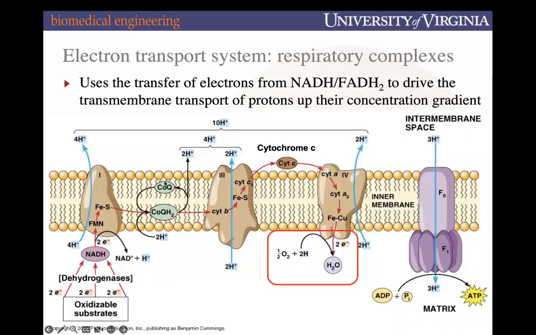Right here in between complexes 1 and 3, this reaction actually produces the movement of 2 hydrogen ions as well. And so that goes into the accounting here of how many ions are shuttled across into the intermembrane space.